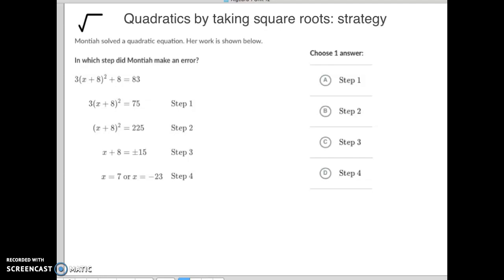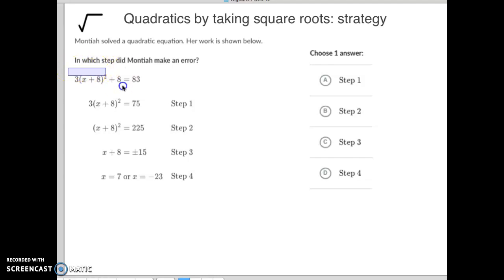Hey, intermediate algebra students, your next con is called Quadratics by taking the square root strategy. What you're doing is they have shown you the steps to solve here. So Mantia has made an error though. Okay, so we got to go through and find his error.